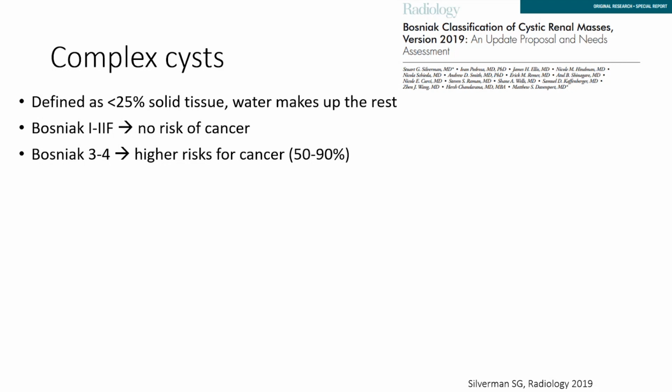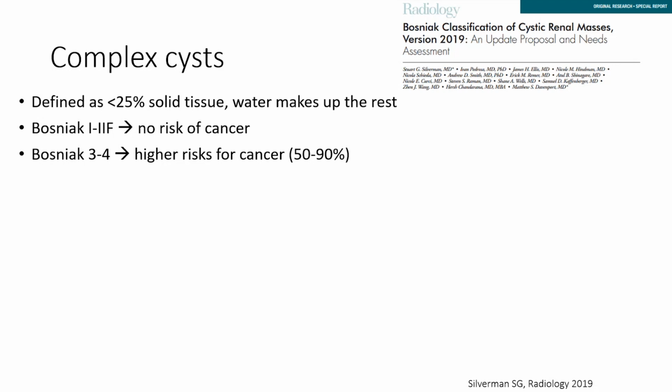The problem is when you start getting some other stuff in it. If you get like little veils of tissue or nodules of tissue, or if it bleeds inside itself and then there's a blood clot in it, which makes it look funny. So a complex cyst is defined as one that's mostly liquid, but less than 25% of it has some solid tissue in it. And there, Dr. Bosniak again came up with this scale.